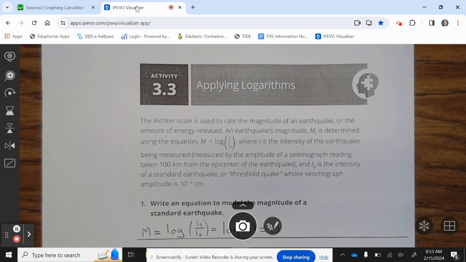Activity 3.3, applying logarithms. The Richter scale is used to rate the magnitude of an earthquake or the amount of energy released. An earthquake's magnitude M is determined using the equation M equals log of L divided by L naught, where L is the intensity of the earthquake being measured by the amplitude of a seismic reading taken 100 kilometers from the epicenter of the earthquake, and L naught is the intensity of a standard earthquake or threshold quake whose seismic amplitude is 10 to the negative 4 centimeters.